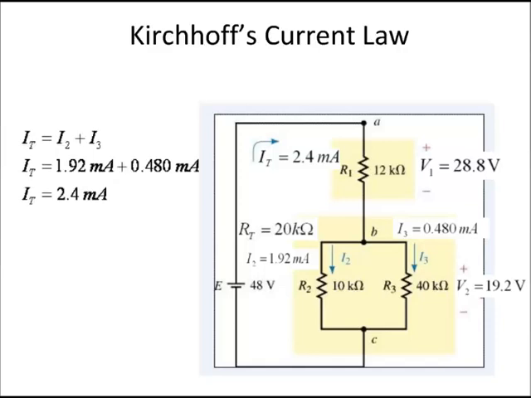So now we're all set to confirm Kirchhoff's current law, which states that the sum of the current entering a node is equal to the sum of the current leaving the node. So here we want to prove that I1 plus I3 is equal to IT. So we add the 1.2 milliamps to the 0.480 milliamps, and we should come up with IT is equal to 2.4 milliamps. If you didn't get that value, try your calculation again.